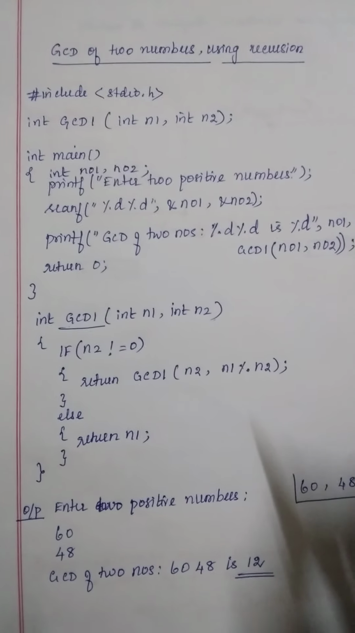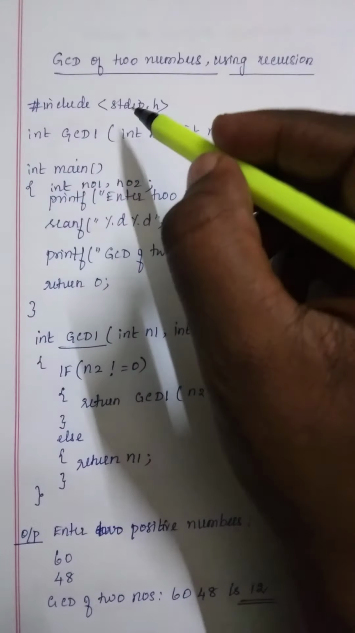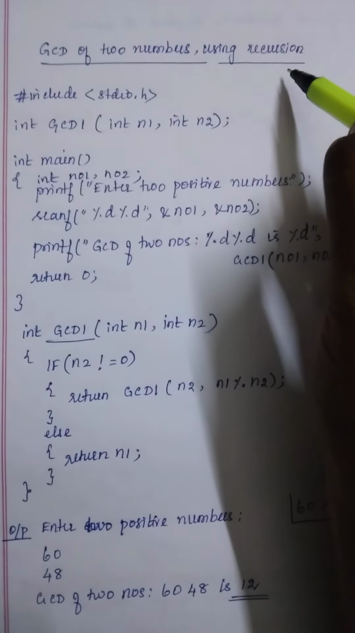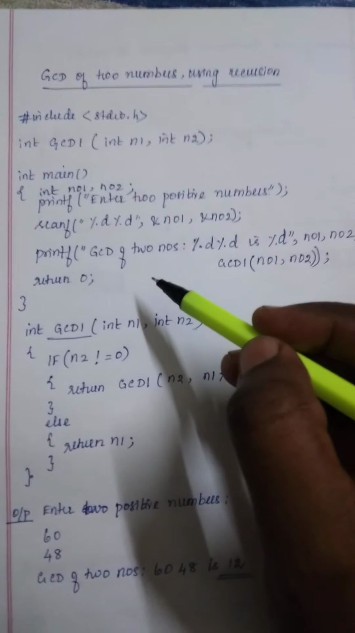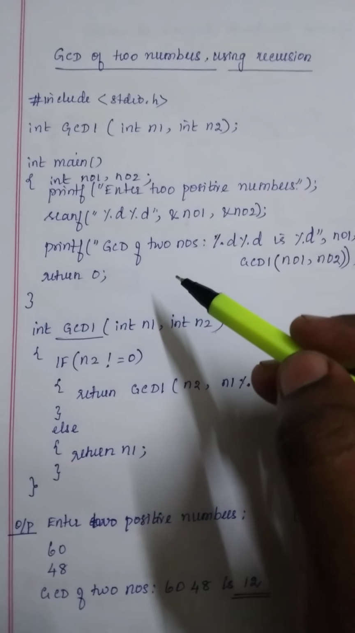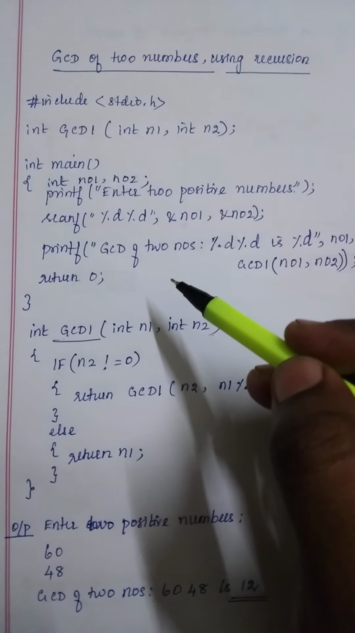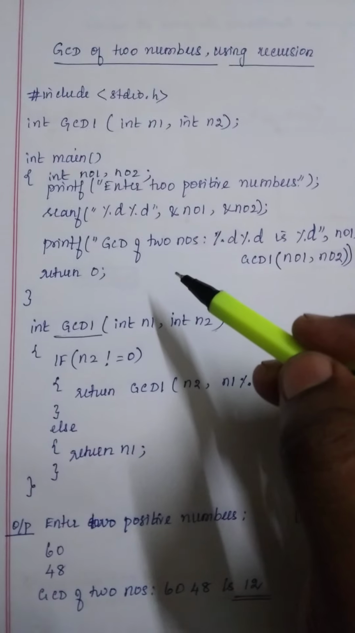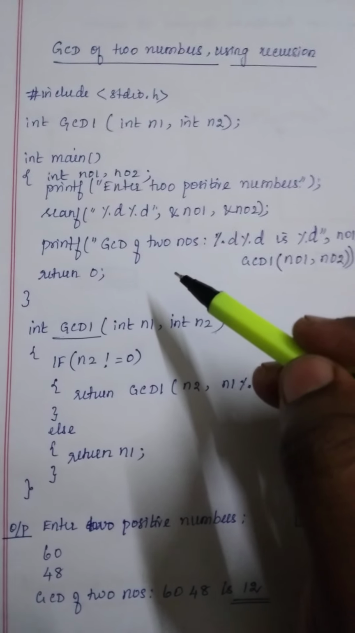Hello students, here let's see GCD of two numbers using recursion. GCD is greatest common divisor or greatest common factor. Sometimes it is called as HCF, highest common factor.